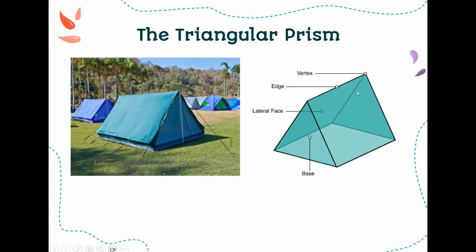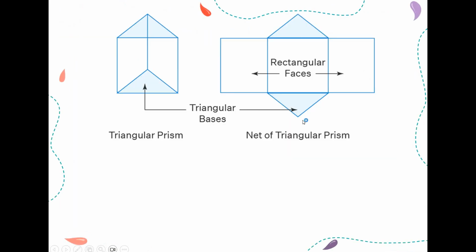A triangular prism means a solid or 3D shape, as you can see here, that consists of two bases, which look like triangles, and three lateral faces, which look like what? Rectangles. So we have here the triangular prism.